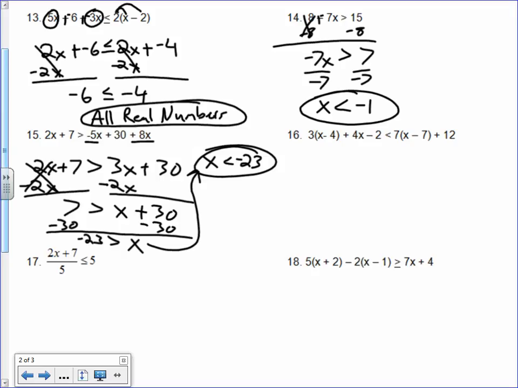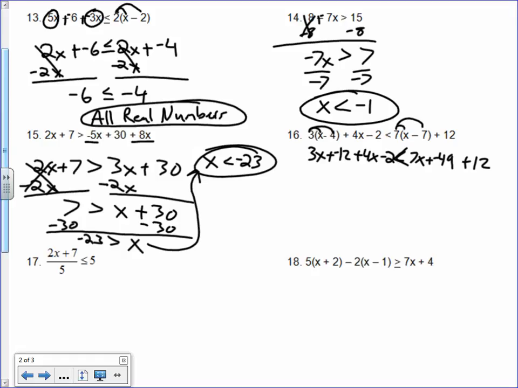Number 16. Ooh, number 16 is a nice long one. So let's use our space wisely. So I'm distributing first on both sides. So on the left side you have 3x plus negative 12 plus 4x minus 2 is less than 7x plus negative 49 plus 12. Just want to check to make sure that was a 7. That was a 7. All right.